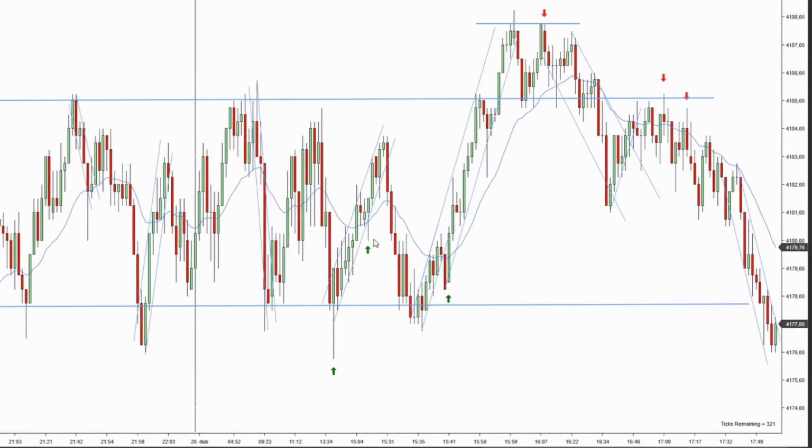And this is a failed second entry short. So this is a high probability setup. Notice how I marked only this one trade in the middle of the trading range. Why? Because it is a failed second attempt. Second entries are tied to human psychology.